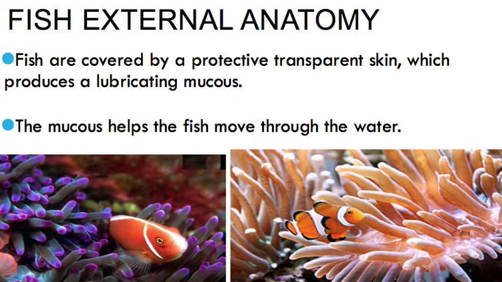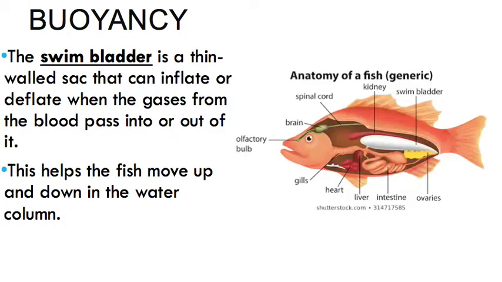Fish are going to generally be covered by a protective transparent skin, which produces a lubricating mucus, and it's going to help the fish move through the water. It also might help protect them from things such as the sting of a sea anemone for the clownfish. That's why they can live there, because that mucus coats them and prevents them from getting stung. But other fish, their mucus might not help with that. So it just depends on the fish and how good their mucus is.